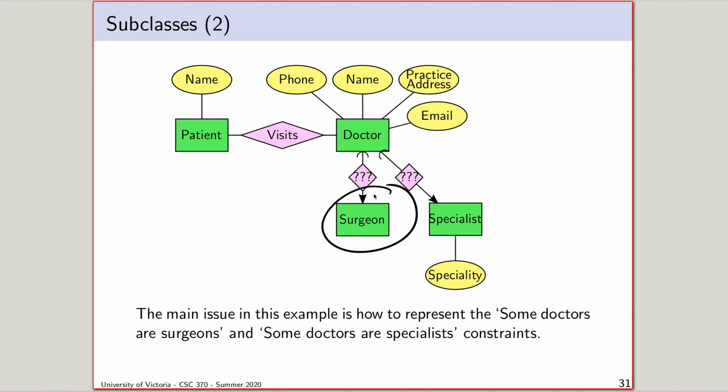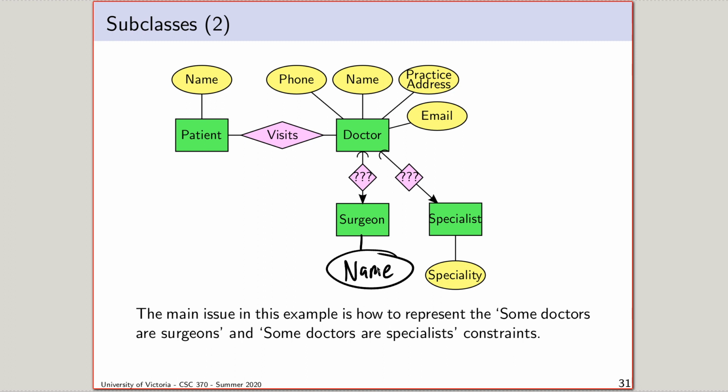So how do we define it? What does it mean to be a surgeon? Really, being a surgeon is just a yes or no. It's a Boolean condition on being a doctor. But the problem is, if I want to represent the surgeon entity, how do I refer to it? Do I give surgeon a name separately from the name that the doctor has?